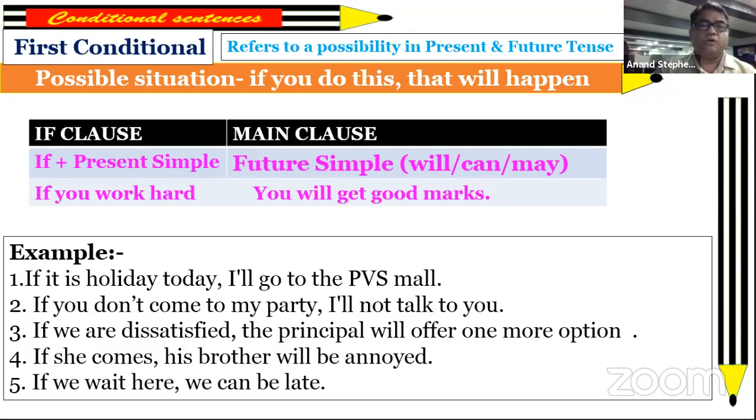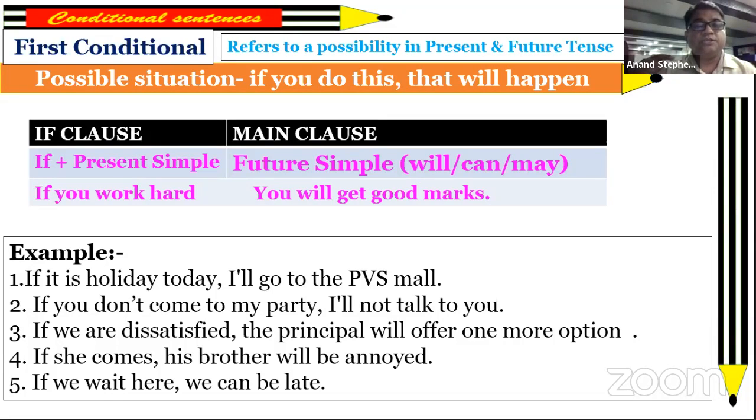One part of the clause should be in simple present, other would be in future simple. Some examples are given here. If it is a holiday today, I will go to PVS Mall. If you don't come to my party, I will not talk to you. Again, these are conditions. एक तरह से शर्त है. If you are dissatisfied, the principal will offer one more option. If she comes, his brother will be annoyed. If we wait here, we can be late. So these are the conditions, these are the possibilities.